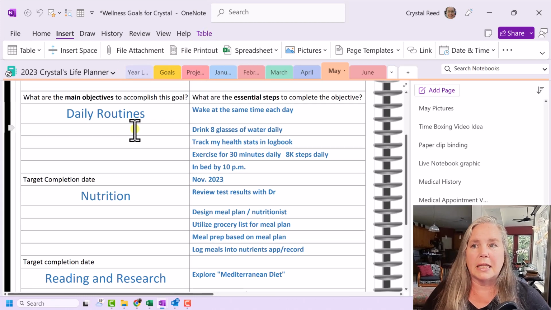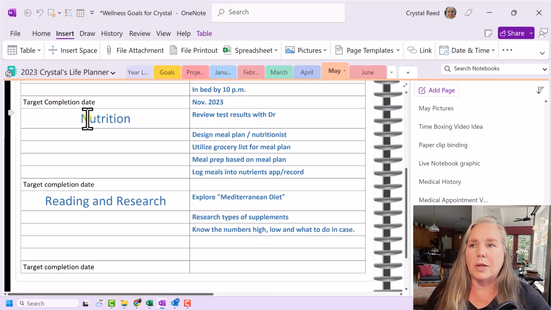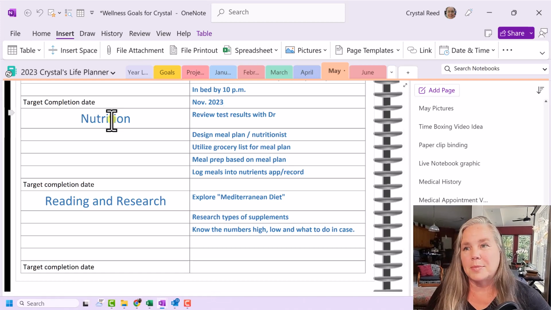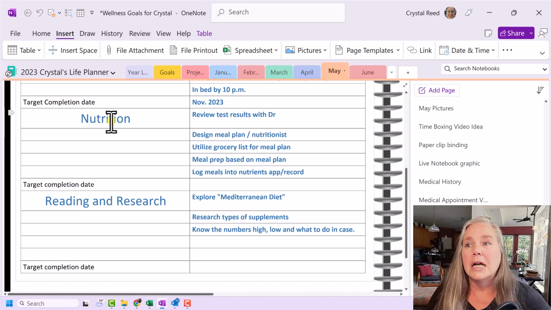Then I move on to my second big main objective. I finished with my daily routines. The next thing that I really want to look at is I want to focus on nutrition. So I have my big goal here, or my big objective here, of nutrition. And then what are the baby steps, or the essential steps, or the next actions, whatever word you want to call it, it doesn't matter, to do that.